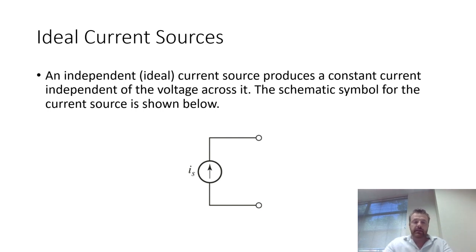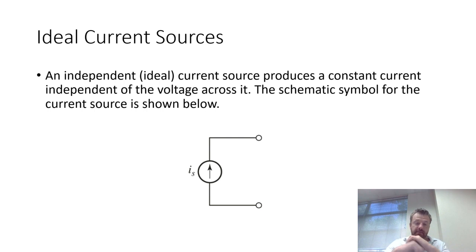So what is an ideal independent current source? Well, it's just going to be a component or a source that's going to be capable of producing a fixed value of current regardless of what the level of voltage across it is. And that level of voltage, as we'll see once we get to Ohm's law, is going to be set based upon the actual load that we connect across.